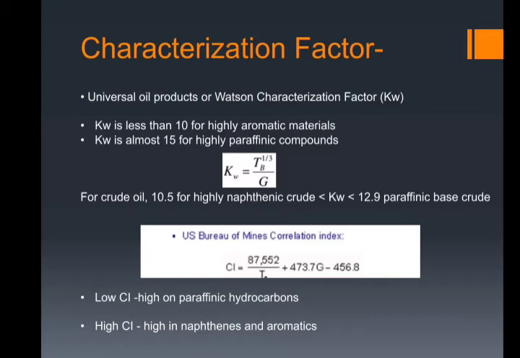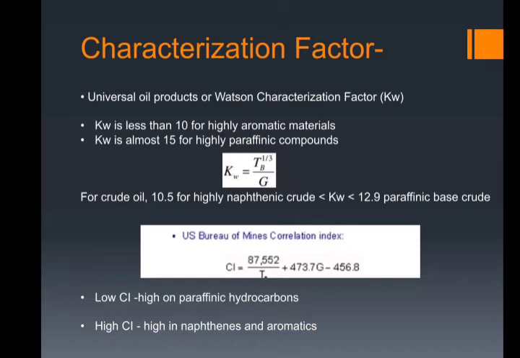For crude oil, KW ranges between 10.5 and 12.9. 10.5 is for highly naphthenic crude and 12.9 is for paraffinic-based crude. Here I have mentioned the formula of the correlation index again, which is also termed the US Bureau of Mines correlation index. A low correlation index means high in paraffinic hydrocarbons, and a high correlation index means high in naphthenes and aromatic hydrocarbons.